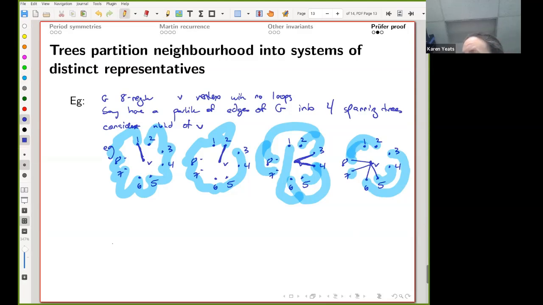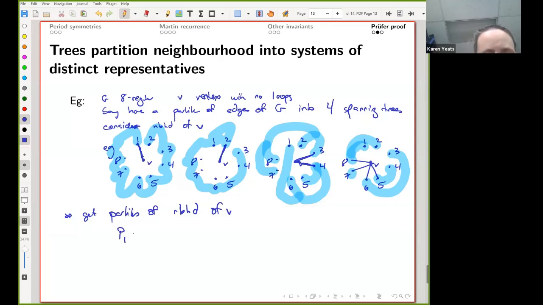So what is the point here? The point is exactly what it says here at the top. Trees partition the neighborhood into systems of distinct representatives. So I have some partitions. So we get partitions of the neighborhood V, and what are they?